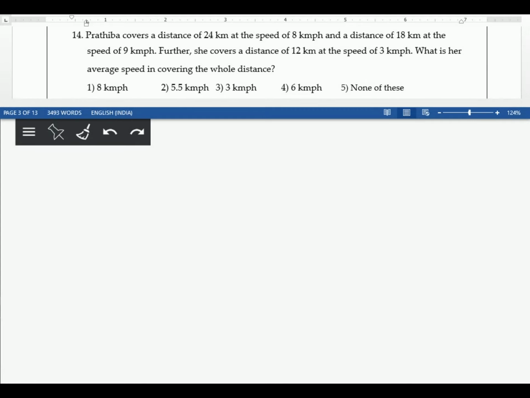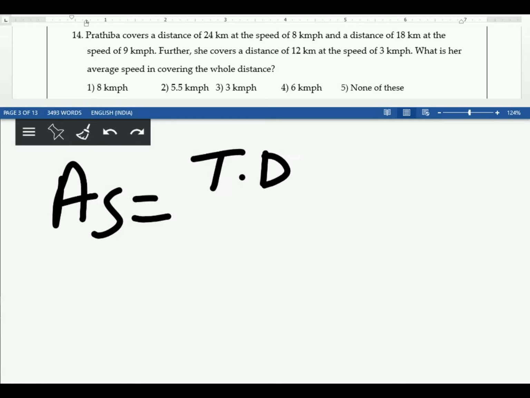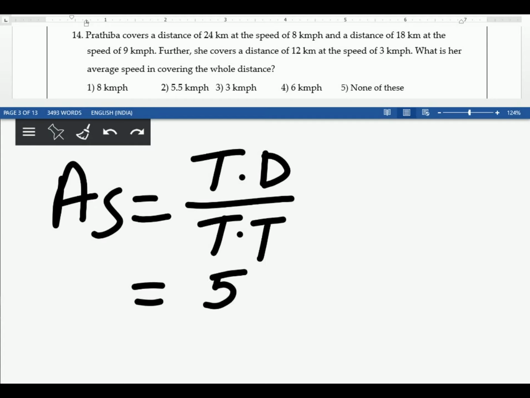Further, she covers a distance of 12 kilometers at a speed of 3 kilometers per hour. What is her average speed in covering the whole distance? Her average speed is equal to total distance by total time. Here we know the total distance is 24 plus 18, 42. 42 plus 12, 54. 54 by the total time.